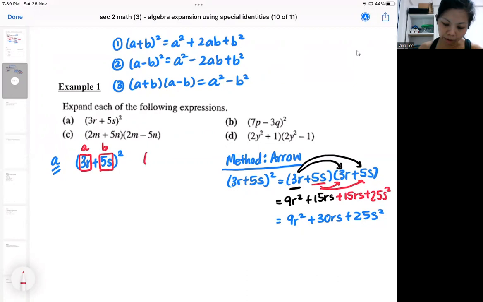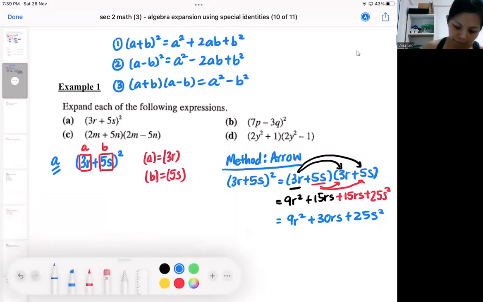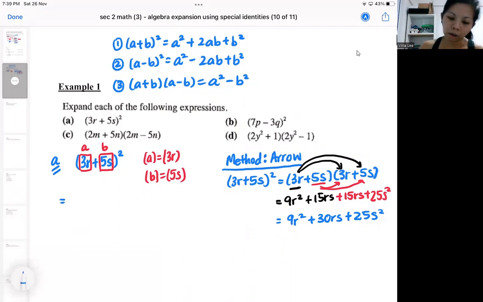So when I use formula number 1, my A is 3r. Do you realize I bracket my A? A lot of students will not put bracket. When they don't put bracket, they will start to make mistakes. So when I do it this way, I go according to the formula.